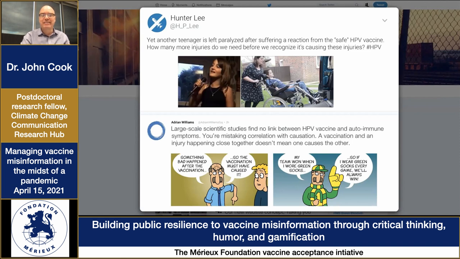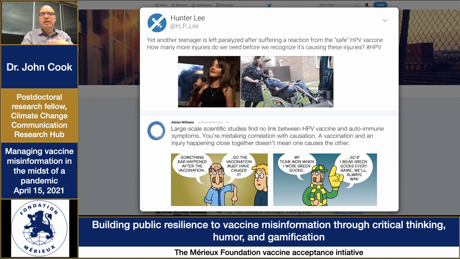And so in this case, the panel on the left here in this cartoon has the original argument, and then the panel on the right has the same logic, but applied to a more ridiculous situation. Although my wife pointed out that some people actually do believe that what they wear at sports games influences the results. So she questioned whether the example was sufficiently absurd.